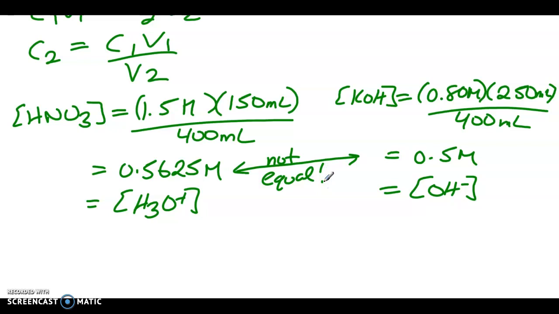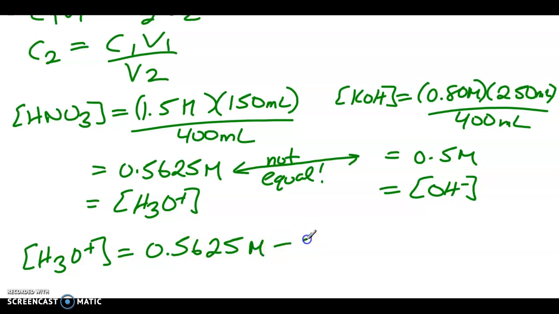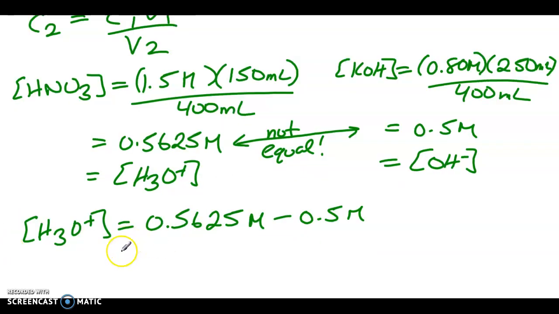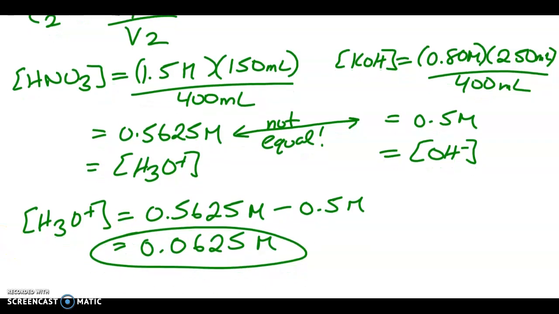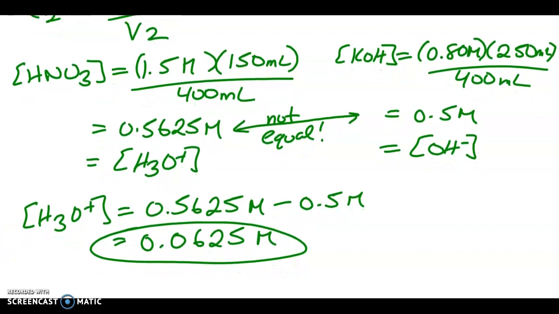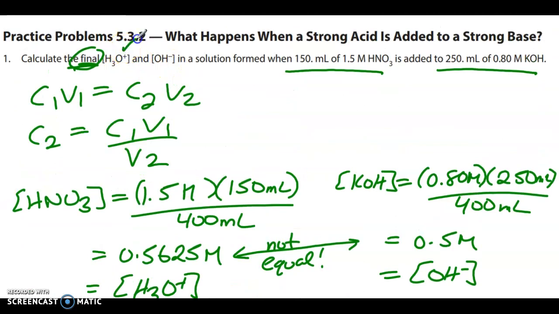So what that means is, just by looking at this, I can see I'm going to have excess nitric acid or hydronium left over. To figure out how much is left over, you literally subtract it. 0.5625 moles per liter minus 0.5. So my leftover remaining hydronium is going to be 0.0625 moles per liter.